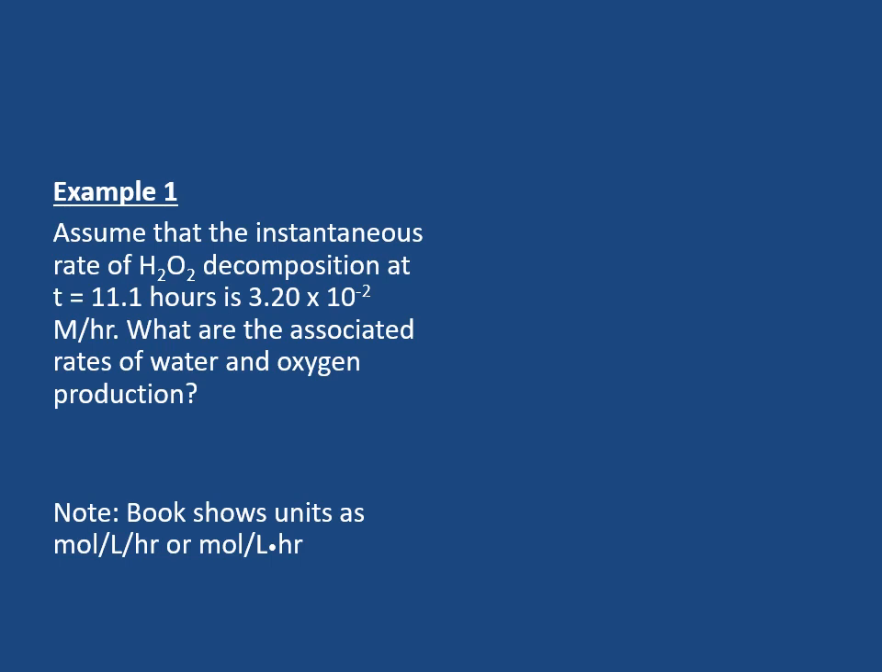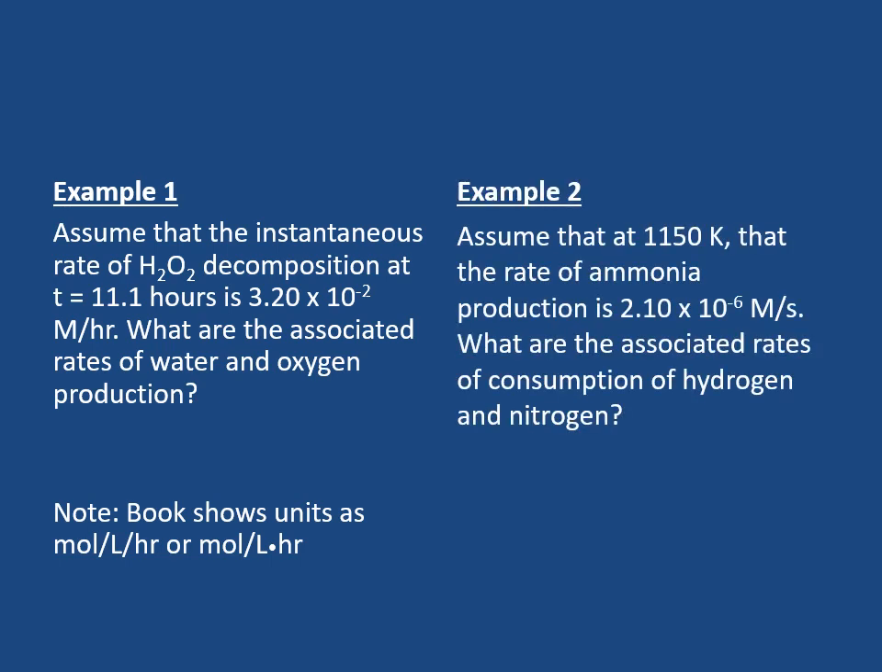So I give you a rate based on hydrogen peroxide decomposition. Fine. You're just told that information, the tangent of the line. What would the rates of water and oxygen be through the coefficients? Fine, you can do that. Try it on your own if you like. We'll do that in class. Yeah, same kind of problem. You're given a rate of production of ammonia. What would the associated rates of consumption of hydrogen and nitrogen be? Again, try them on your own. Get a number. Let's not do this in the abstract, but we'll do that in class. I think that'll be just fine.